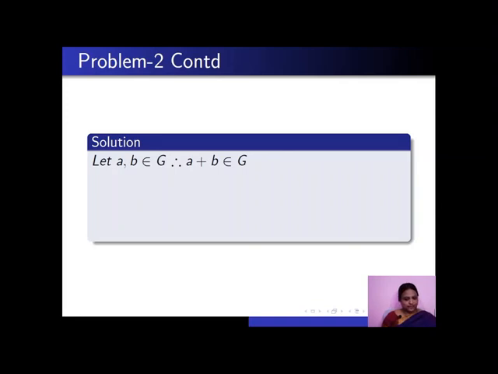Why? Because G is a group under addition. So if you take any two elements in G, then automatically a plus b also belongs to G. Now f of a plus b is equal to, f of x is equal to e power x, right? So f of a plus b, what do we get according to the given definition? e power a plus b. This is according to our problem.